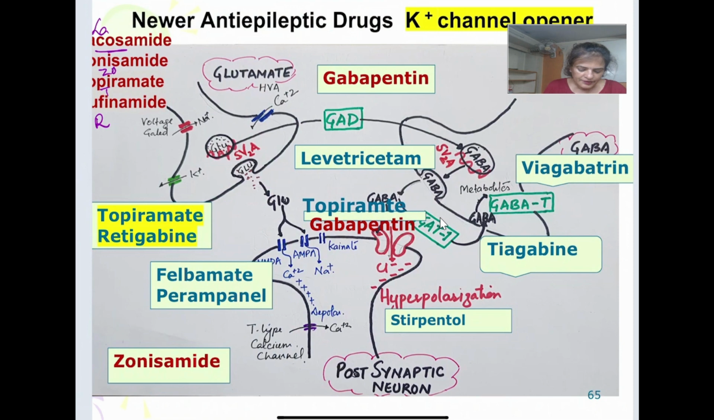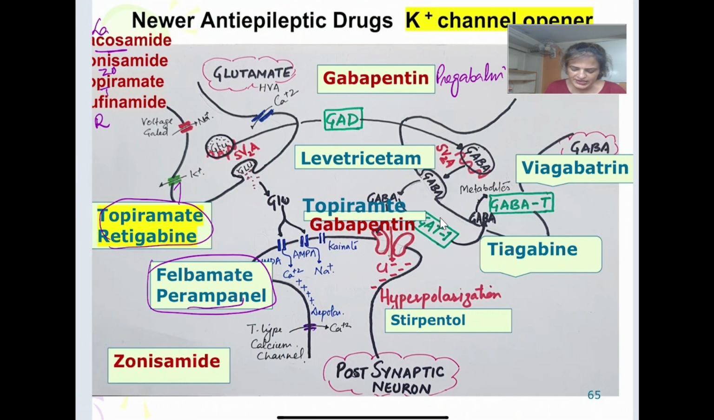These are newer drugs. Then potassium channel openers, topiramate and retigabine. Then those which decrease the activity of glutamate: felbamate at the NMDA receptor, perampanel at the AMPA receptor. Then we have gabapentin and pregabalin. Pregabalin is missing here.